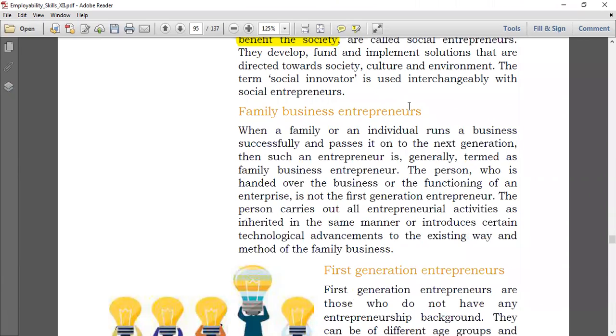Family business entrepreneurs follow the family tree. A family or an individual runs a business successfully and then passes it to the next generation. So we call this family business entrepreneurship, right? One person of the family starts a business and then it passes on to the next person of the same family, right?